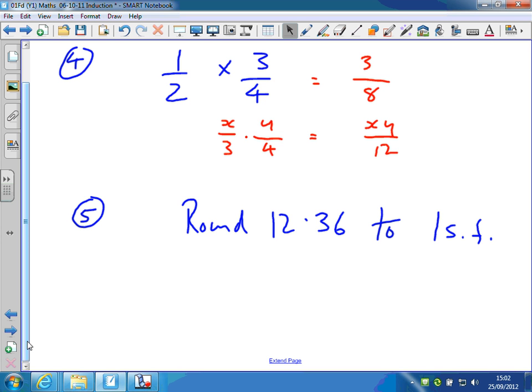Rounding is a useful skill, especially to one significant figure, because you use that when we estimate. So to one significant figure. There's the first significant figure. Here. So what is it? 10. Right. 10. So one significant figure. There's the significant figure. The zero is only there to hold that one in the correct column, in the tens column.